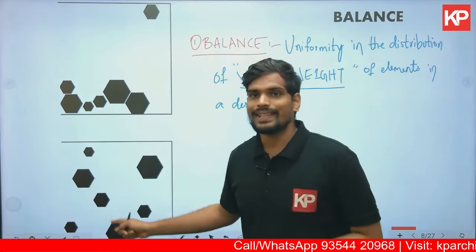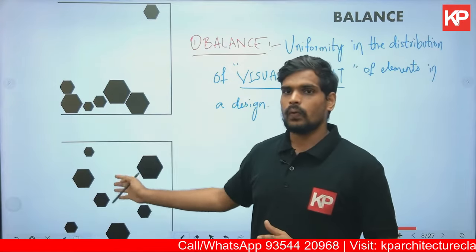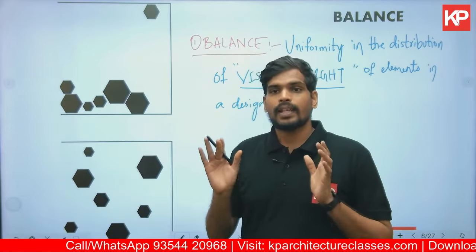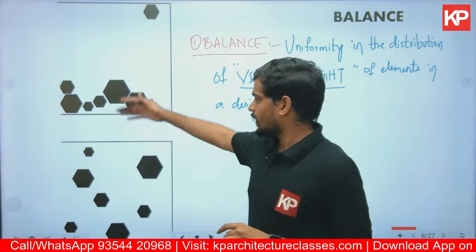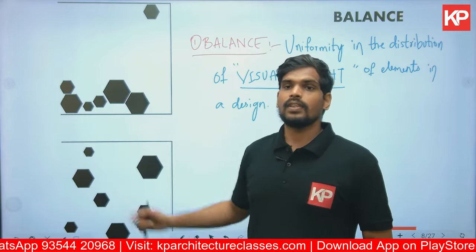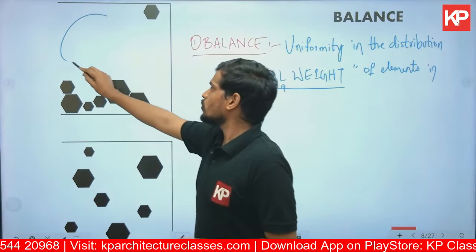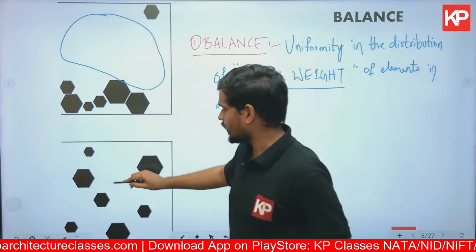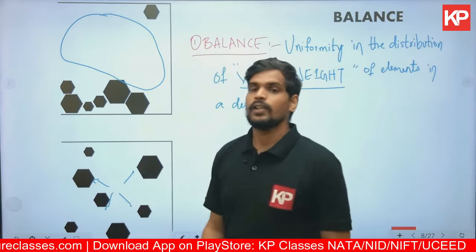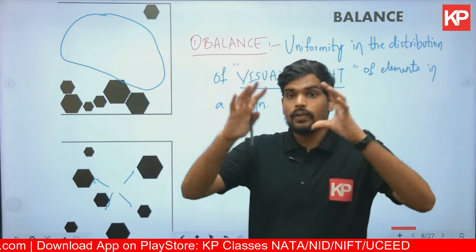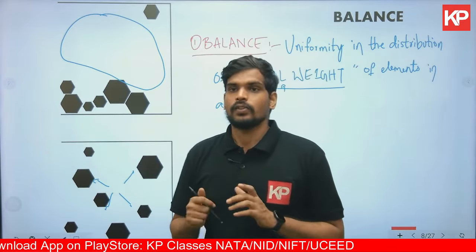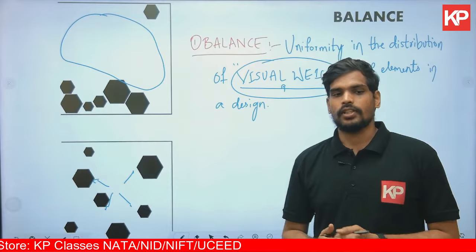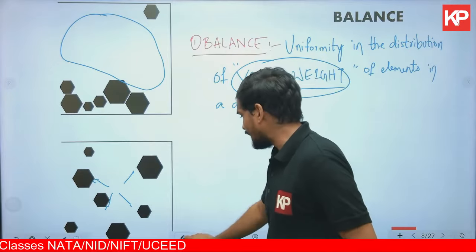If you look at one more example here, there are seven hexagons in both the compositions. These are geometric shapes, exactly the same shape, same size, same color, same shade, same elements used in both the compositions. But in the first composition, there is no uniformity. There's a lot of emptiness here, right? But in the second one, there is uniformity. Everything is distributed uniformly throughout the space. So distributing the elements uniformly throughout the space is called balance. So uniform distribution of visual weight of elements in a design is known as balance. That's the definition.